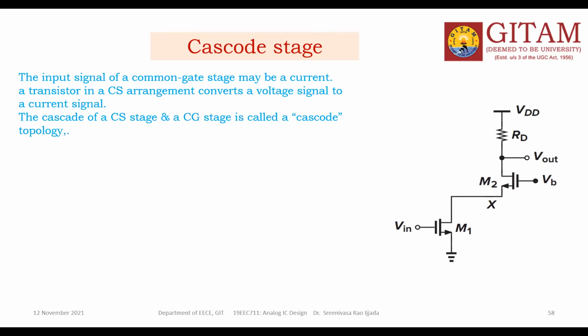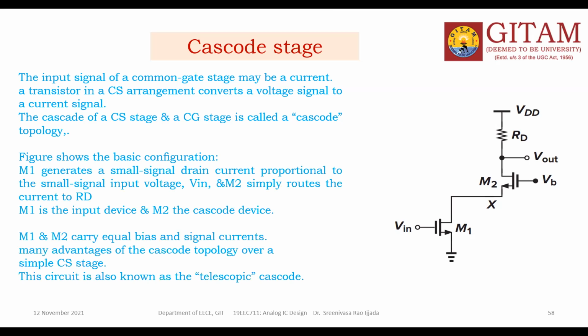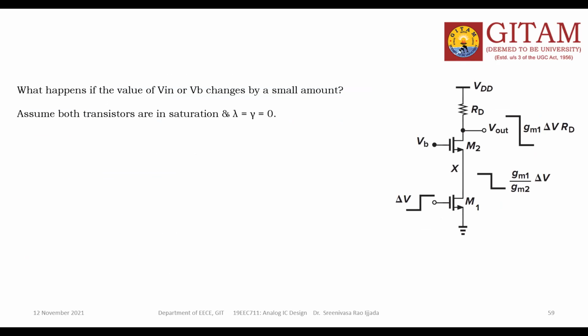So already we discussed how they are interacting. The bottom one is the CS, which takes the input signal as voltage, and the current flows in the drain. The same drain current is applied as the input for the M2 transistor, and finally the output is voltage. This is also called the telescopic configuration. I think we discussed these two also.